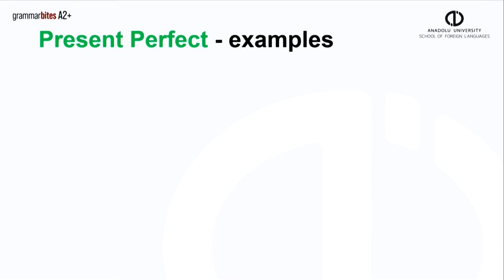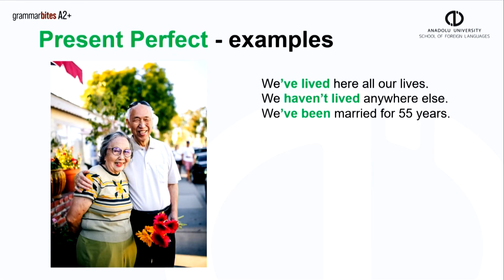Here are some examples of present perfect, where the activity or state started in the past and is still true now. We've lived here all our lives. We haven't lived anywhere else. We've been married for 55 years.